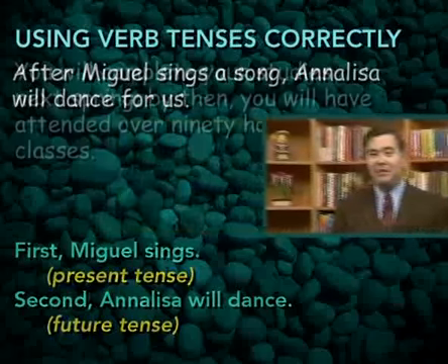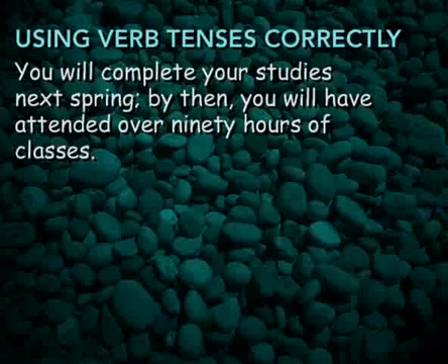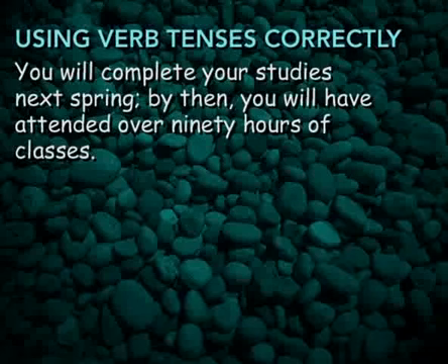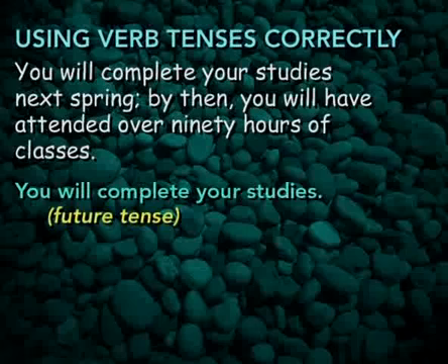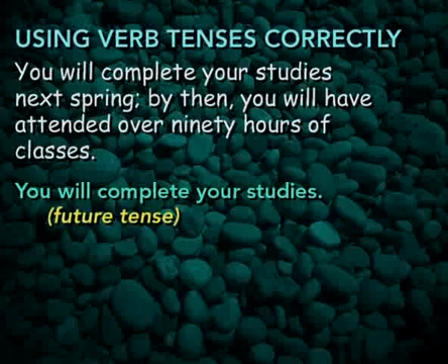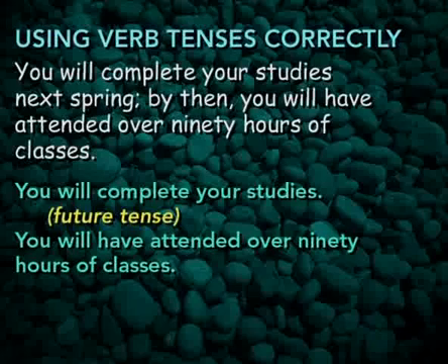Miguel. One more example. You will complete your studies next spring. By then, you will have attended over 90 hours of classes. Once again, there are two events described in this sentence. The first event is your completing your studies. That's described in the future tense because it's something that's going to happen in the future, specifically next spring. You will complete your studies. That's the future tense. Now, what about the attending of over 90 hours of classes? Well, that's something that's going to happen prior to your completing of your studies.